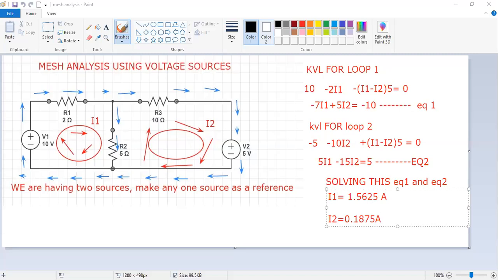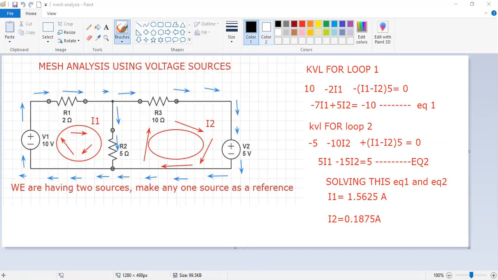So now I hope you understand this mesh analysis. Initially, very simple: apply loops in clockwise direction and take any one source as a reference. Then from one source, the branch current is moving like this. Then apply KVL for loop 1 and apply KVL for loop 2. Whenever a voltage source comes, only verify the loop current, and whenever a resistance comes, verify the branch and loop both. Thank you, I hope you understand.